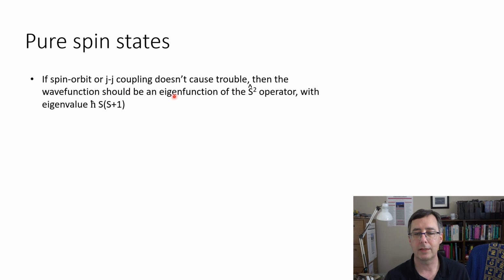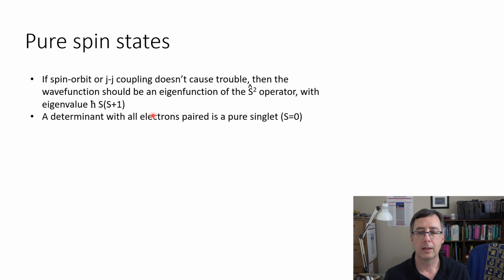One way to say that mathematically is that the wave function you use for your calculation, or that comes out of the calculation, ought to be an eigenfunction of the S squared operator, meaning the S squared operator hits your wave function and gives you the wave function back, times an eigenvalue, which is h bar squared, I think, times S times S plus 1. Okay? If you're lucky enough to have a closed shell singlet with all the electrons paired, then you're fine, because that is a spin eigenfunction with S equals 0, and you're set.